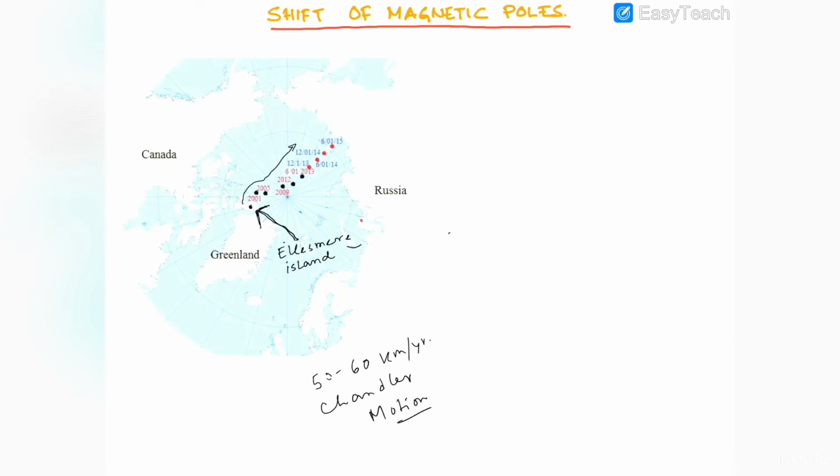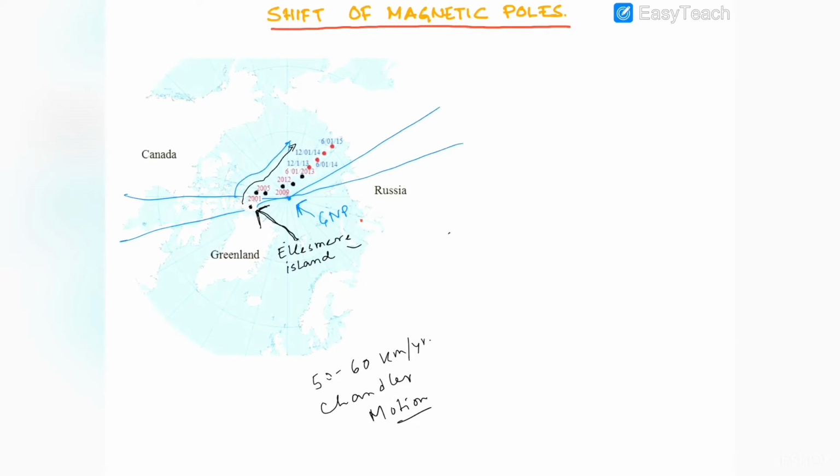Also in this diagram you notice that the magnetic north pole is shifting towards Russian territory, but this portion is the geographical north pole. I told you the geographical north pole is the confluence of the meridians of the earth. You see the meridians here? So the geographical north pole is always fixed, okay, but the magnetic north pole is shifting.